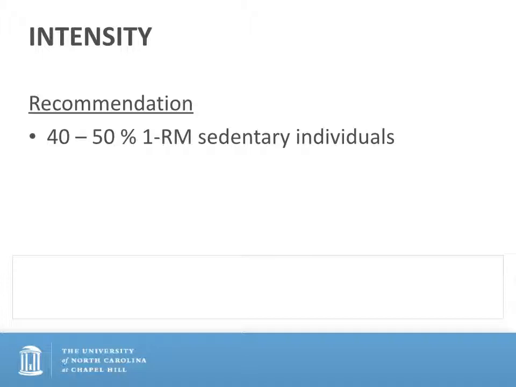After about 1 month of an individual performing 2 to 3 sessions per week of this light intensity resistance training, they can progress to 60 to 70% of their 1 RM. This intensity is recommended to improve novice to intermediate exercisers' overall strength. We will go into the progression of resistance training a little bit later in this module.